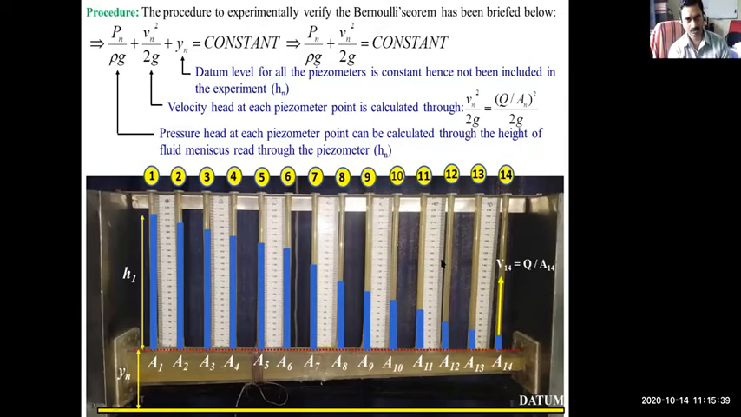I'll share some of the practical data taken from the experiment. From there you can see it and verify it. So this is the procedure. Now coming to the tabulation. Here I'm showing you a sample tabulation for the discharge Q1.